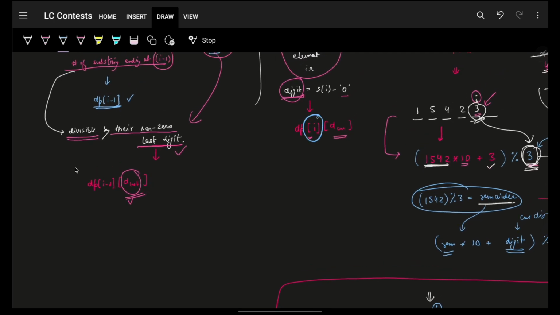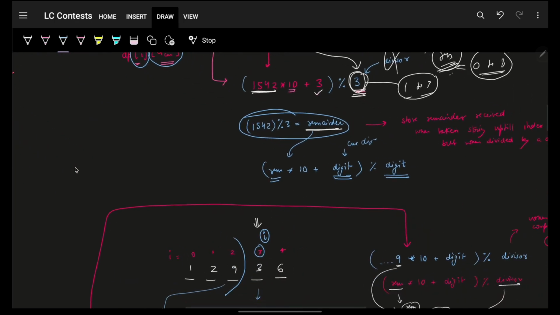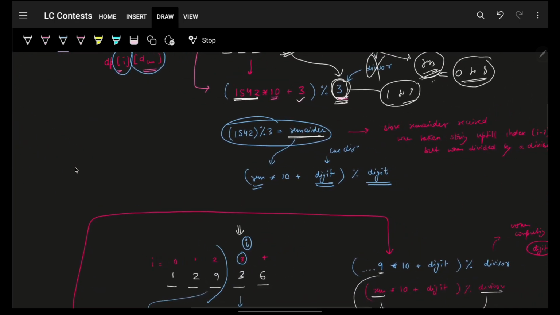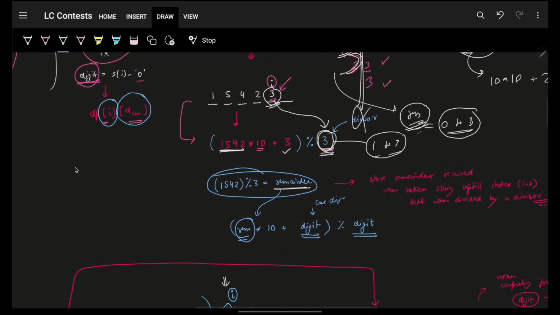I need the ith index as one of the states of my DP. I need my current digit also. Then I need my remainder. Now the first question that can come to your mind is, Aryan, if I am at the ith index, I can easily determine the current digit. Then why are you even saying that you need a digit here?